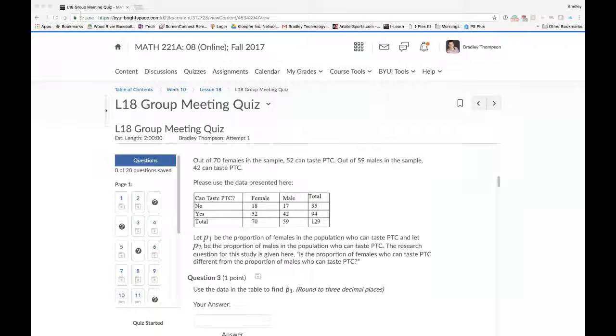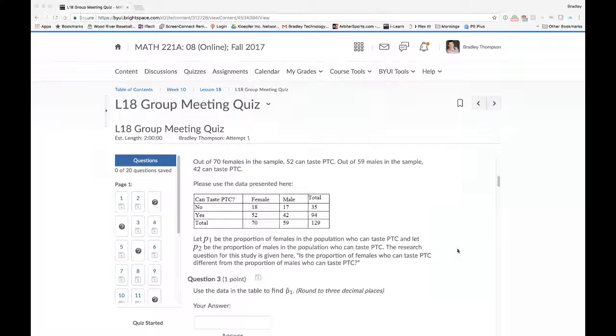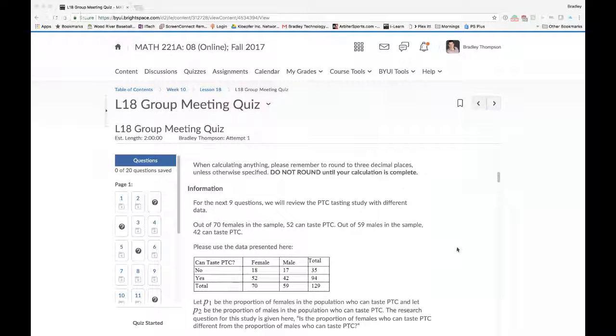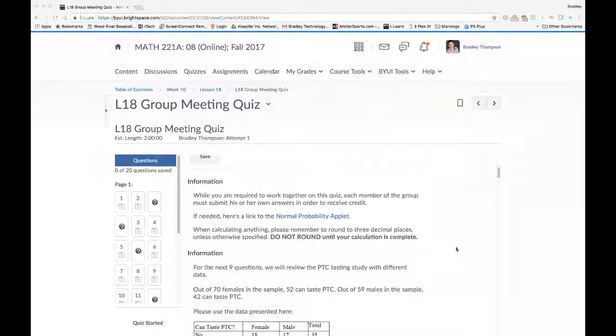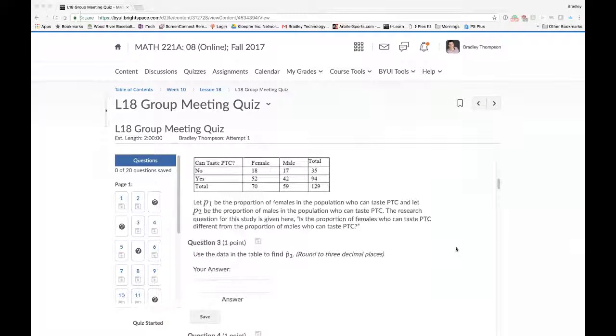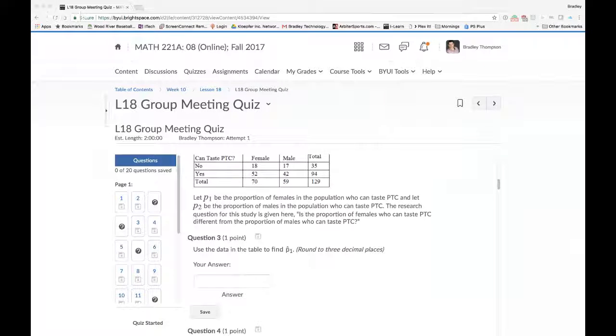I'm guessing we're just making females as 1. Yes, P1. We're using the sample. P1's females, P2's male. This is inference of 2 proportions. X1 is 52, N1 is 70. X2 is 42 and N2 is 59.